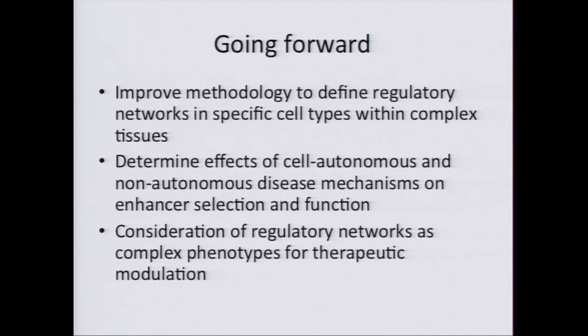And what we'd like to be able to do is to use these methods to determine the effects of cell-autonomous and non-autonomous disease mechanisms on enhancer selection and function. So to give you the example of the brain, we think that a primary pathological process, such as an abnormality in the processing of A-beta, which is probably a primary process of neurons, is leading to the development of an aggregate which is being responded to in an inappropriate way by the macrophage. So that's a non-cell autonomous microglia response. We'd like to understand what's going on there.